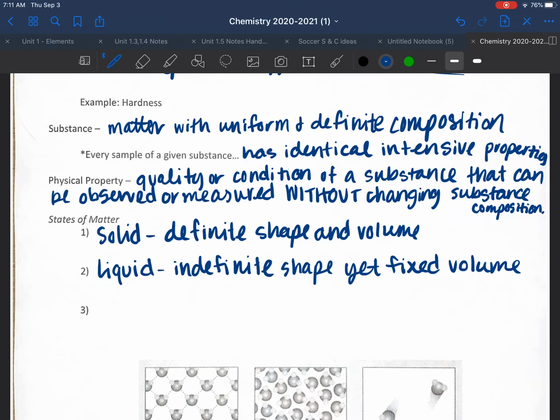Then the last state of matter is going to be gas, which has indefinite shape and volume. So gases are special because they're easily compressed, so they can change their shape and volume.